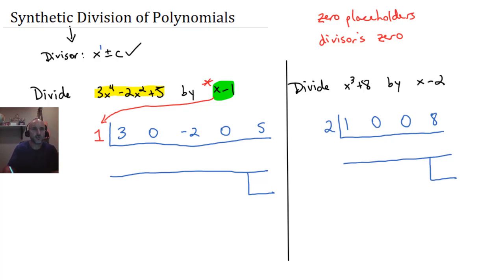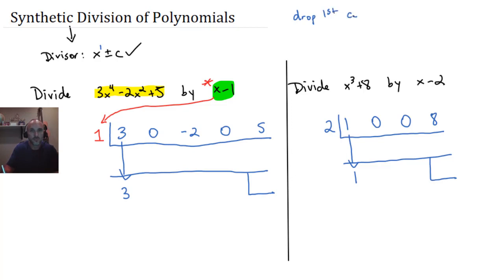Now to get started with the process, you simply drop your first coefficient all the way to the bottom. So I'm going to drop the 3 here, and I'm going to drop the 1 over here. So we drop the first coefficient. And then after that, you start this process of multiplying and adding. So you multiply and add, and then you multiply and add, and you just keep repeating that until you're done. So let's get started. You always multiply by the divisor.